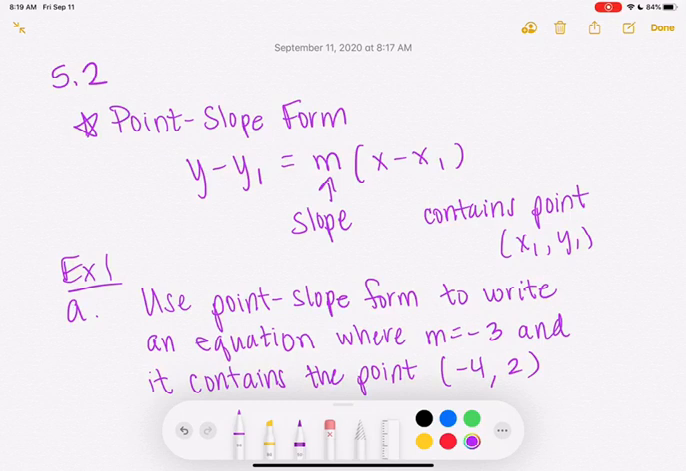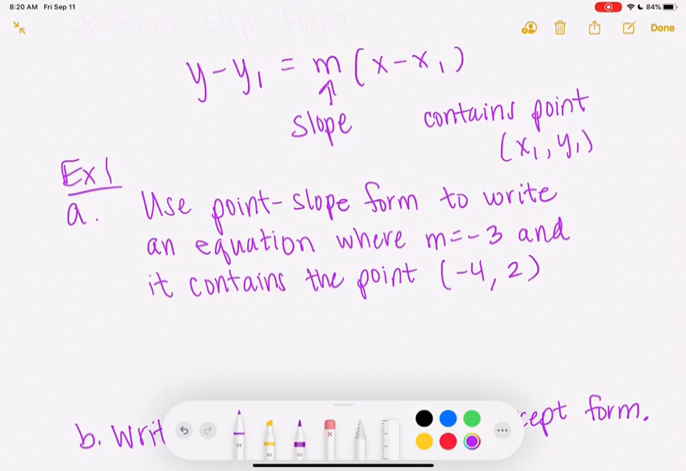Point-slope form is y minus y1 equals m, which is our slope, times the quantity x minus x1. And the x1, y1, that is a point. The equation contains that point somewhere. For example 1, use point-slope form to write an equation where m equals -3 and it contains the point -4, 2. Go ahead and try that.